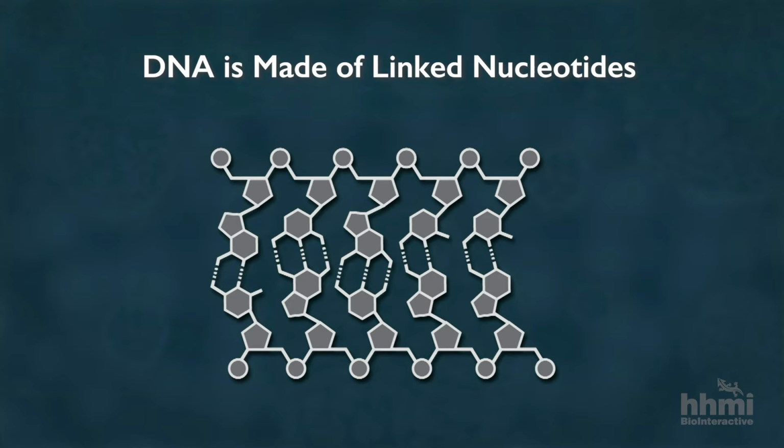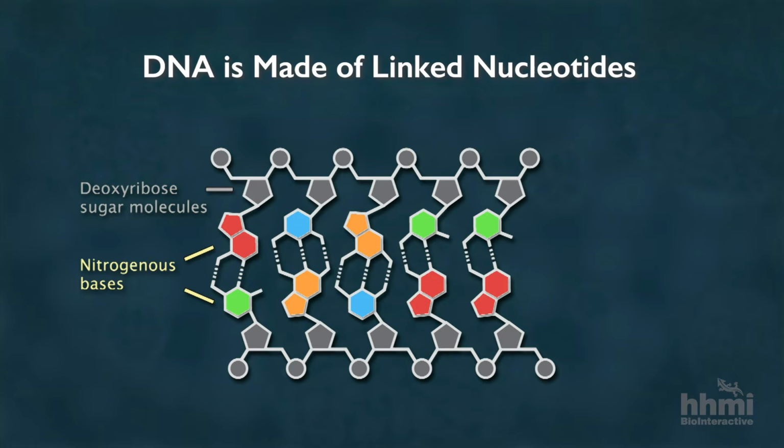All nucleotides in DNA are made of the same basic parts. They include deoxyribose sugar molecules, which form the backbone of each DNA strand, and nitrogenous bases, which have 4 different types in DNA.